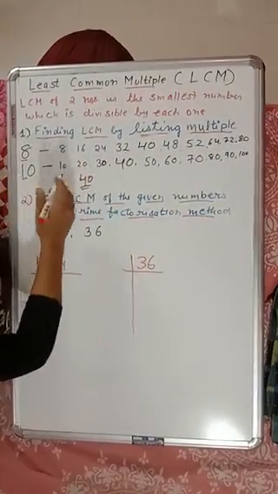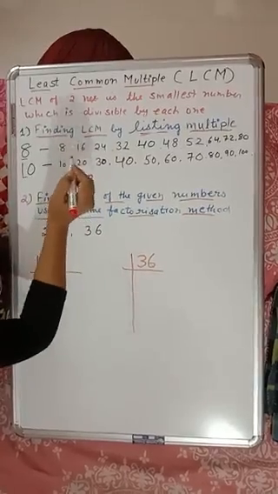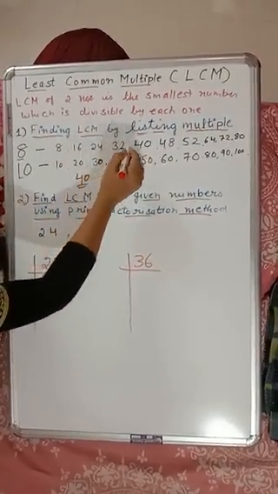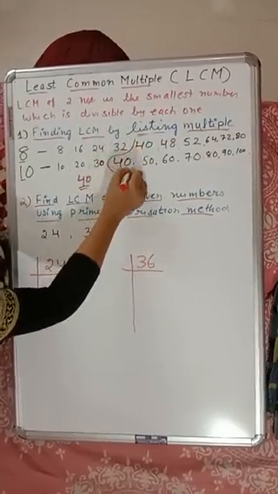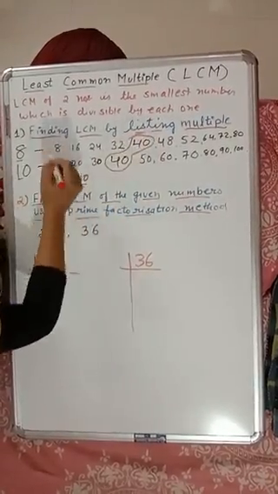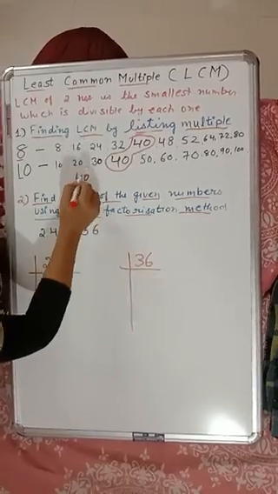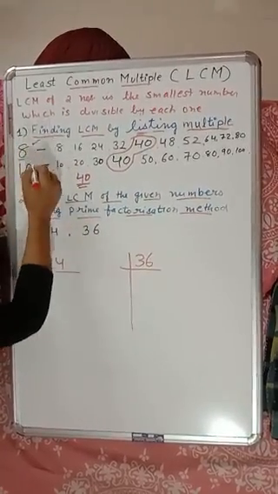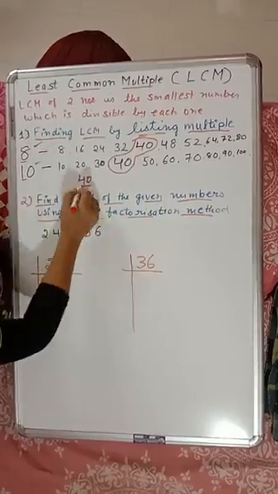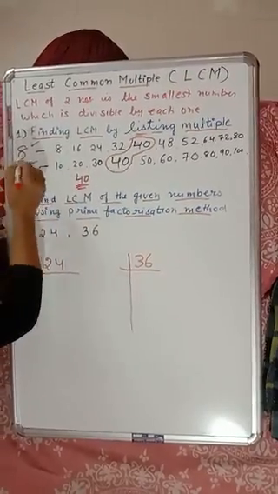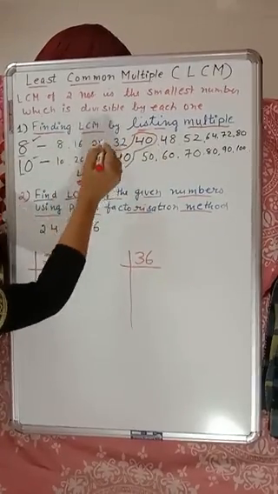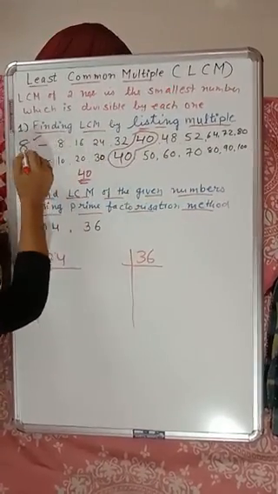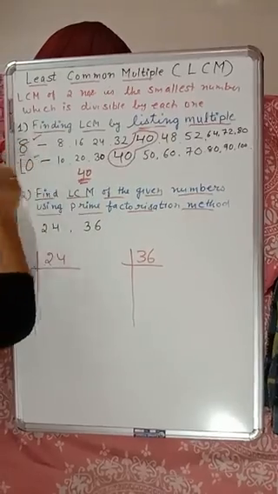Now we have to see which is the smallest common multiple. You can see here, 40. 40 is the smallest common multiple of 8 and 10. Okay children, 40 comes in the table of 8 and also in the table of 10. So 40 is the smallest common multiple of 8 and 10. This method of finding the LCM can be applicable only for small numbers. 8 and 10 both are small numbers.